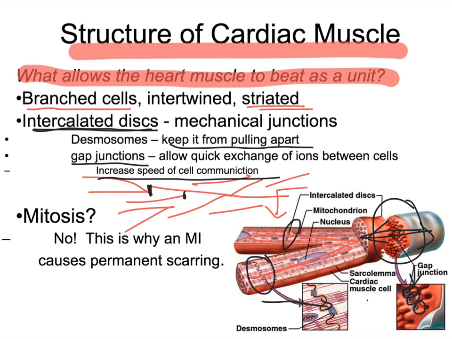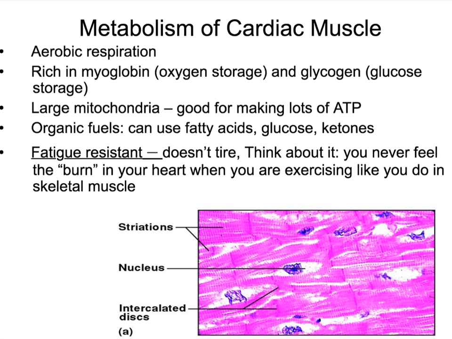Now, cardiac muscle cells don't go through mitosis. That's why a heart attack is so damaging, because it causes permanent scarring. Now, cardiac muscle goes through aerobic respiration. The metabolism is aerobic. It doesn't go into anaerobic.